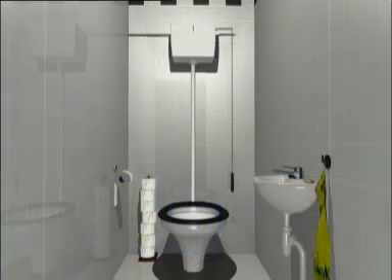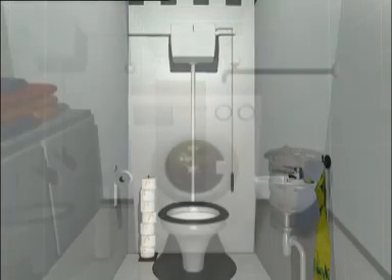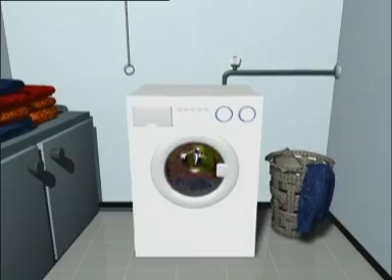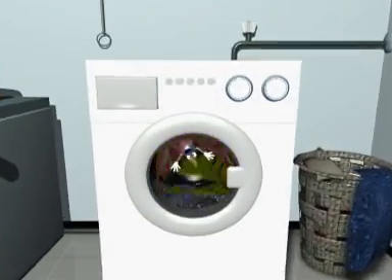Every year, the average family uses approximately 30,000 liters of water for the toilet. Rainwater is also perfectly suitable for the washing machine.